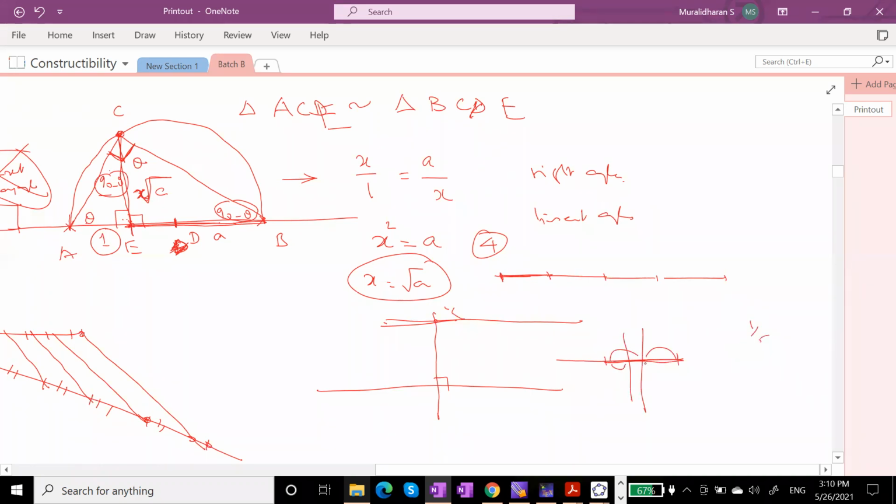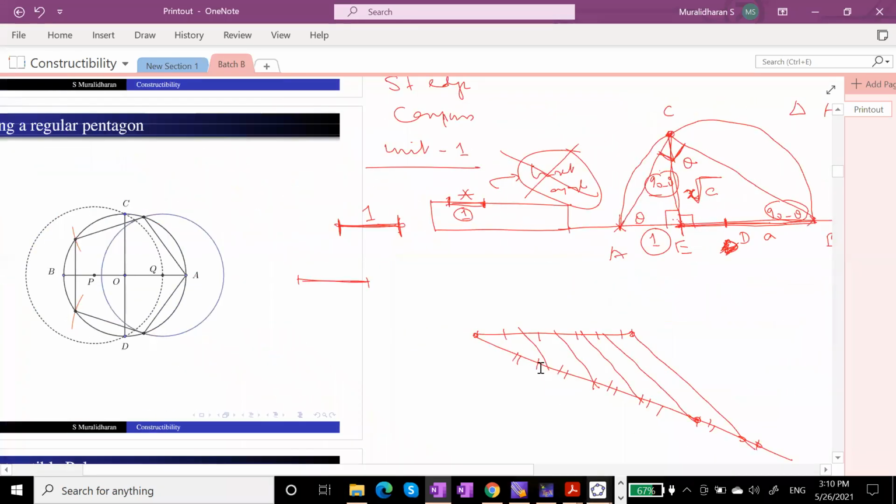If you want 1/5, use that other procedure to divide into 5 equal parts. So you can always do that, right? So I can construct 1 by n. You can construct m by n, because if I can construct 1 by n, I can replicate it m times. So m by n can be done. I can also construct root a. So what are all the things which you can construct?